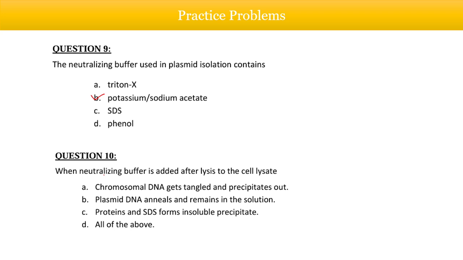So just as I was mentioning, the chromosomal DNA does get tangled and it precipitates out. You have the plasmid DNA in the solution because it can anneal itself. The chromosomal DNA, being very large in size, cannot coil up, and the proteins and the SDS remain as insoluble precipitate. So all of these is the correct option.